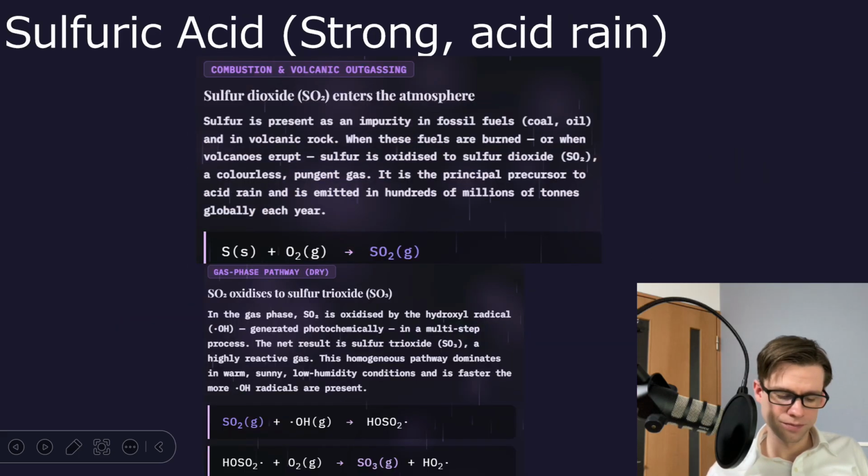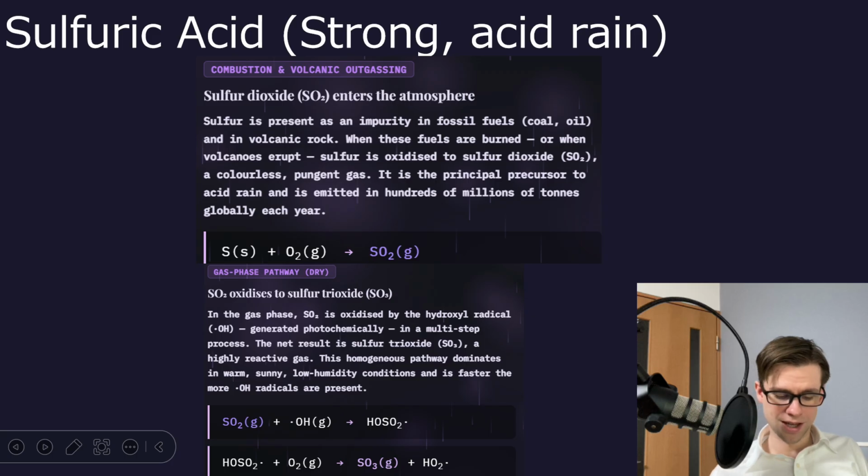Okay, sulfuric acid. This is the other big troublemaker. It also makes strong acid rain. So what's the idea here? Sulfur is present as an impurity in fossil fuels like coal and oil and in volcanic rock. When these fuels are burned or when volcanoes erupt and have sort of combustion effects, sulfur is oxidized to sulfur dioxide, SO2. This is a colorless and pungent gas, the principal precursor to acid rain, and it is emitted in hundreds of millions of tons globally every year, some from volcanoes, some from factories, some from vehicles.